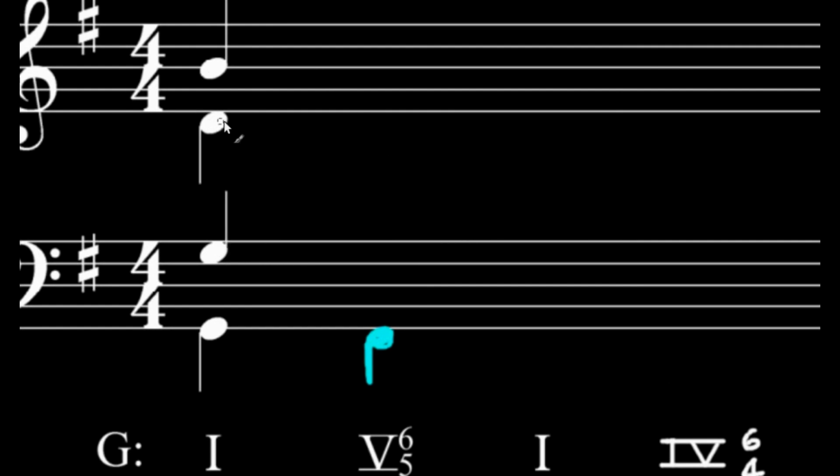Well, D, we have a D, so let's leave that the same. Okay, and the closest thing here would be A, because we can't go to an F sharp here because we would be doubling the leading tone.